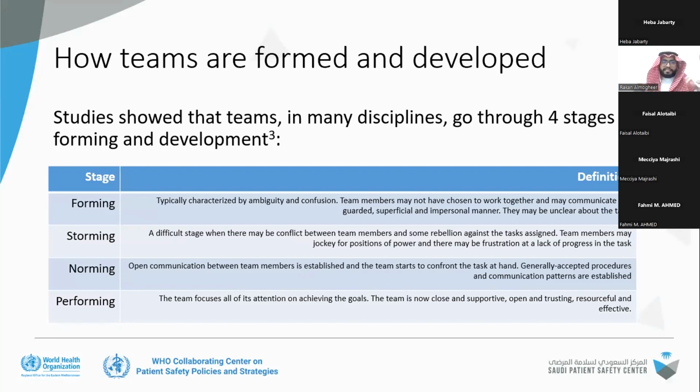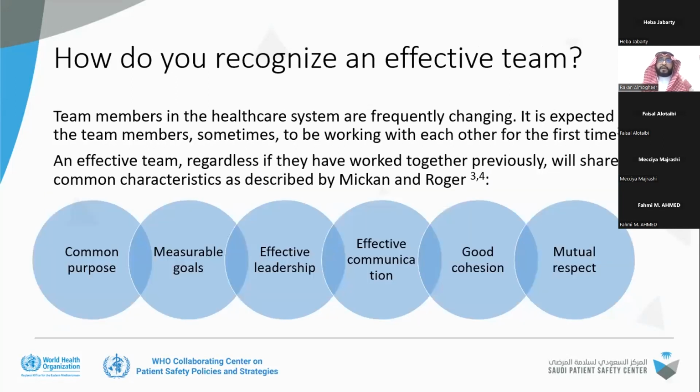Then we have the last stage, which is the best stage that the team can achieve, the performing stage. The team focuses all of its attention on achieving the goal. The team now is close and supportive, open and trusting, resourceful and effective. So how do we recognize the effective team? The team members in the healthcare system are frequently changing. It is accepted for the team members sometimes to be working with each other for the first time.